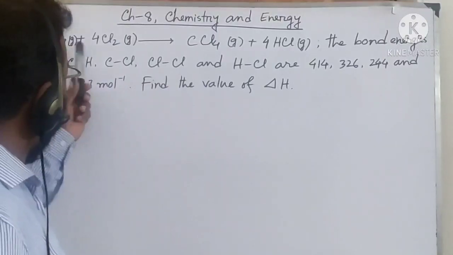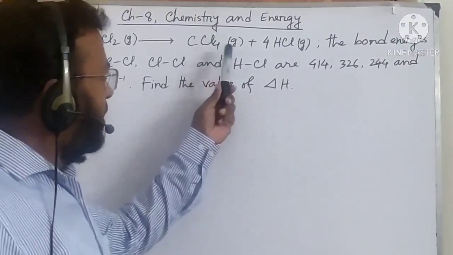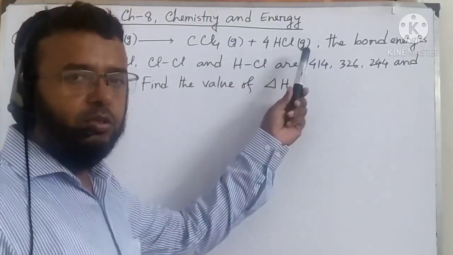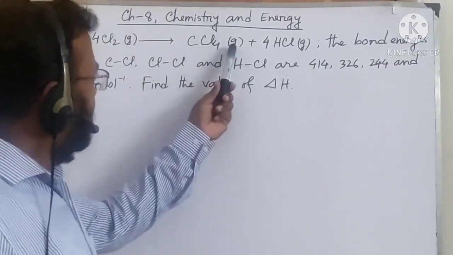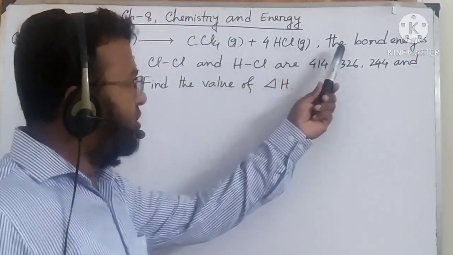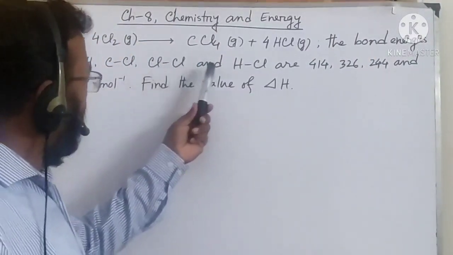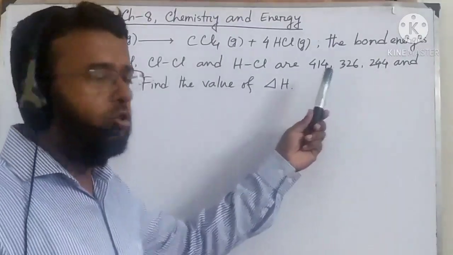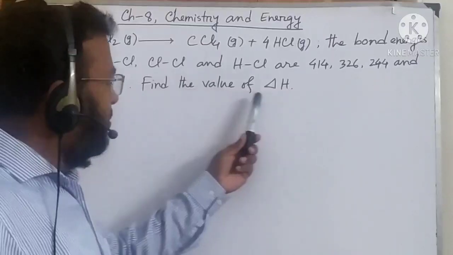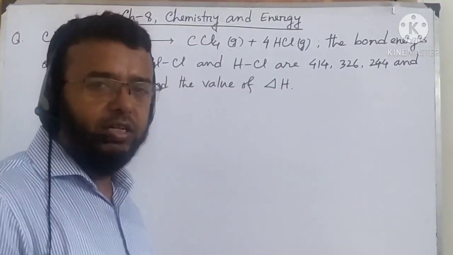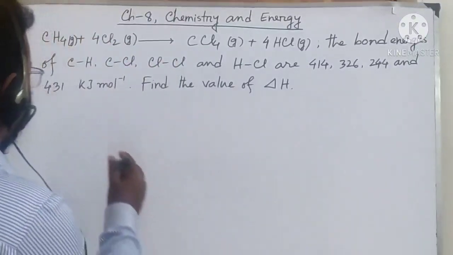I have written methane plus chlorine react together to produce carbon tetrachloride and hydrochloric acid. These are all in gaseous condition. The bond energies of carbon hydrogen, carbon chlorine, chlorine chlorine and hydrogen chlorine are given. From this reaction we have to find out the value of del S. Okay, let's start. All of you write it in your classwork copy.